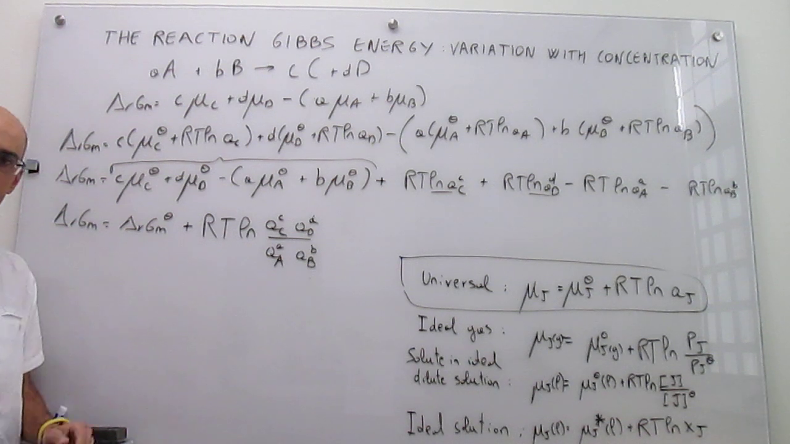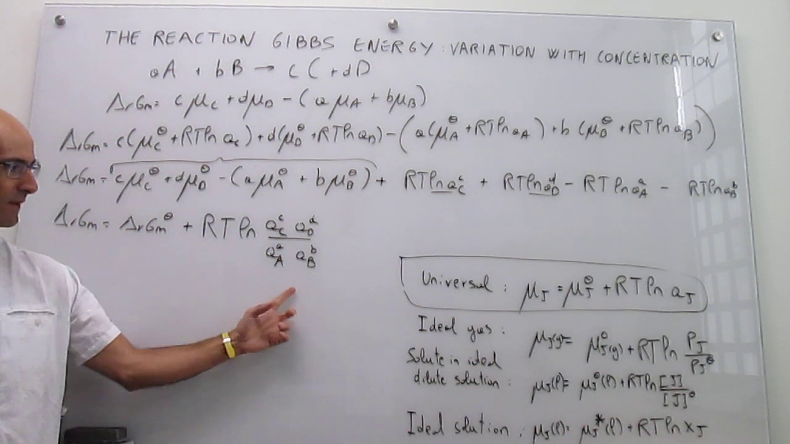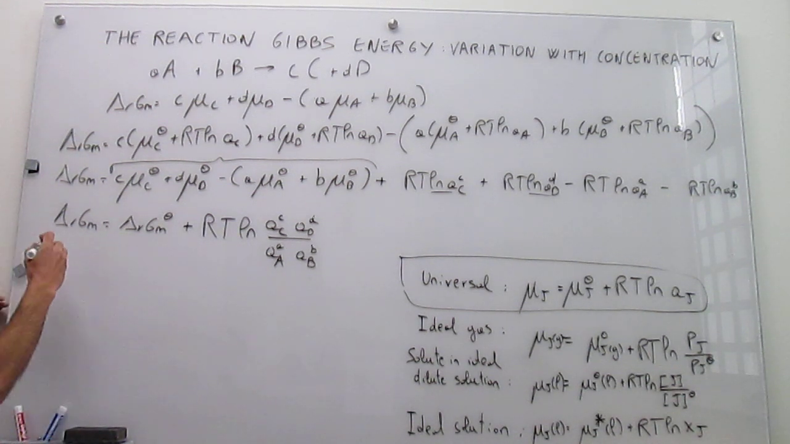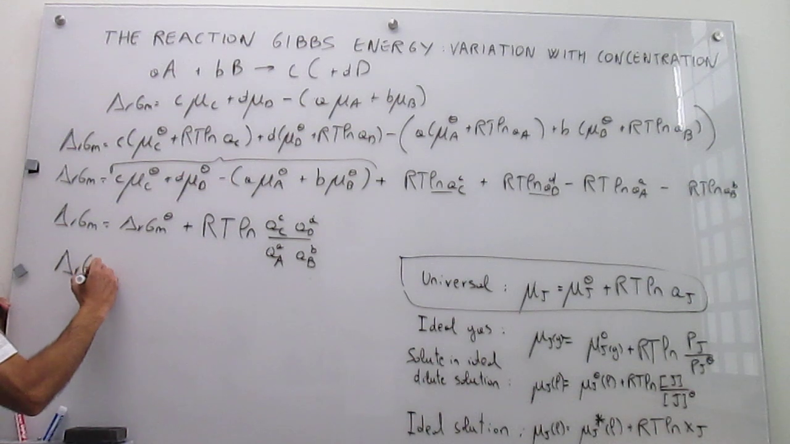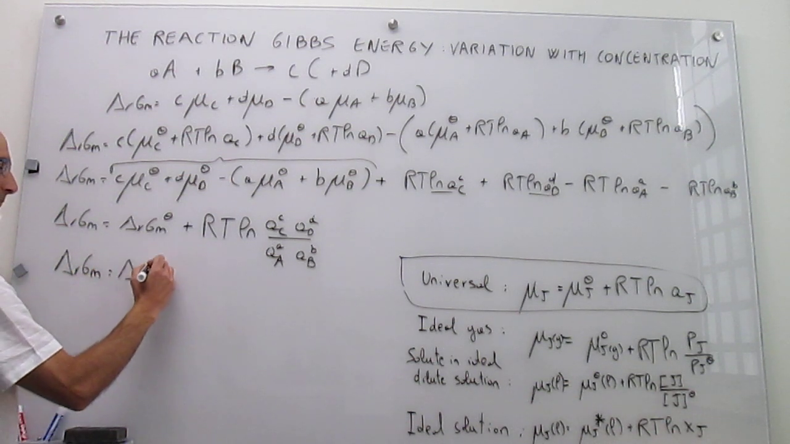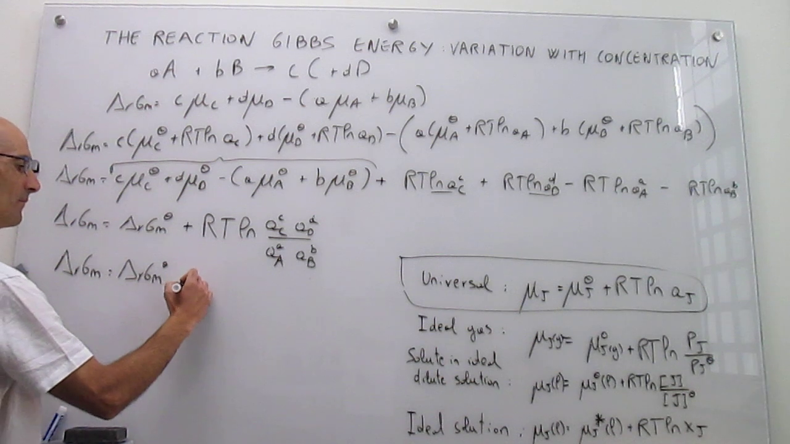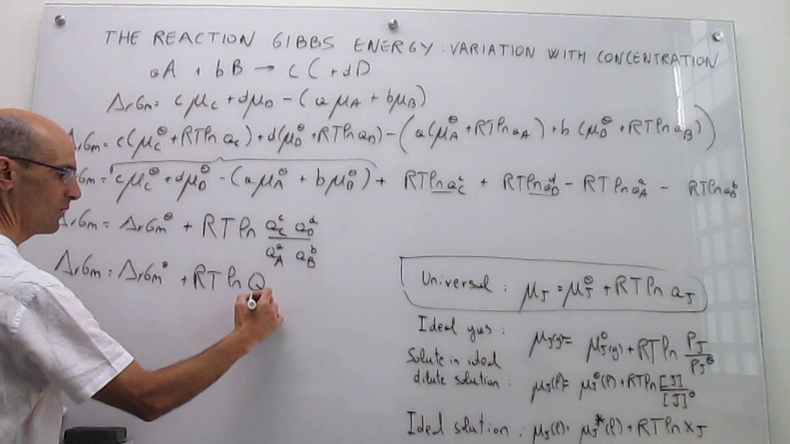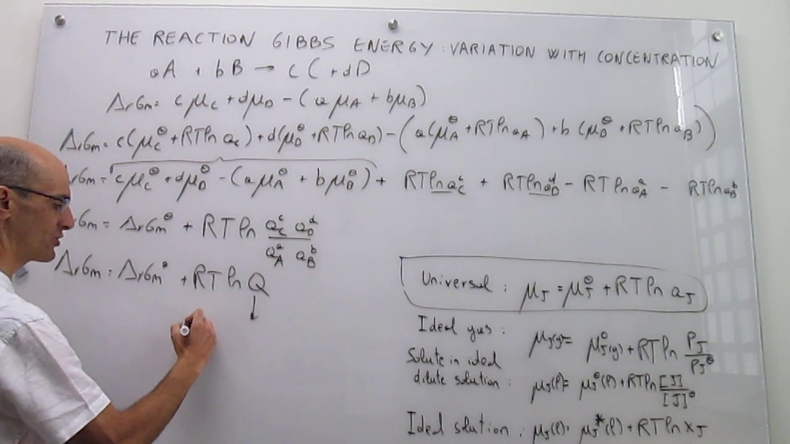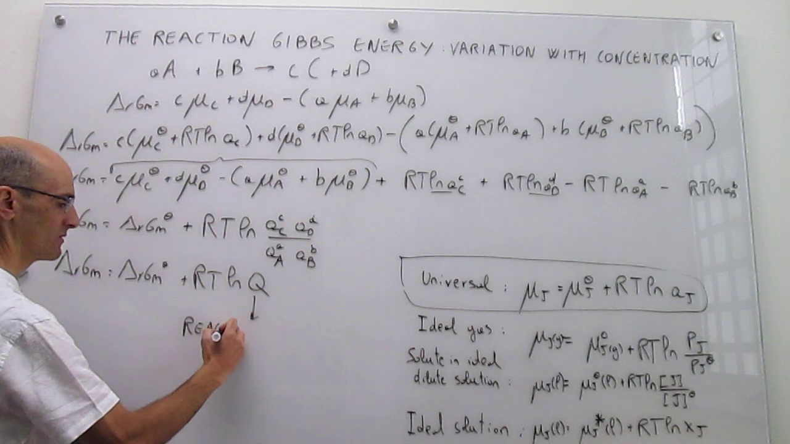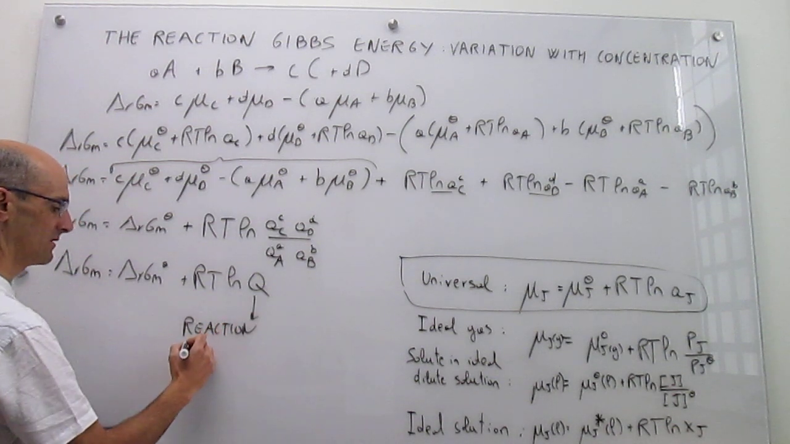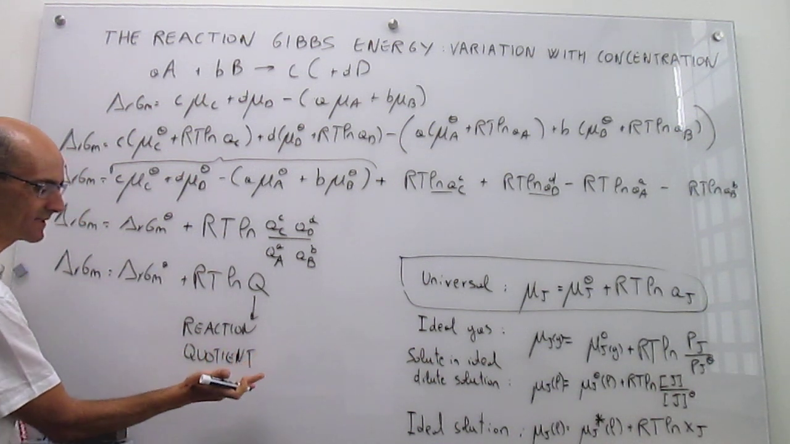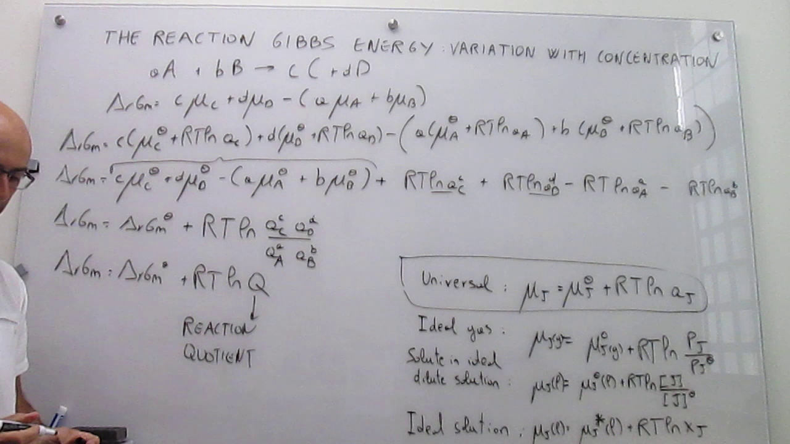Okay, the last thing that we're going to do in this video is simply redefine this ratio that we have right here as something that is a little bit easier to handle. Our final expression is going to be this plus RT natural log of Q, where Q we're going to call the reaction quotient. And this reaction quotient is something that we'll handle in the next video.